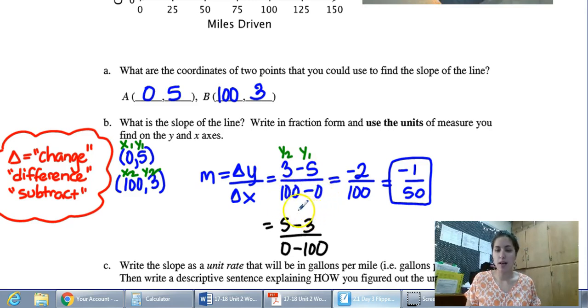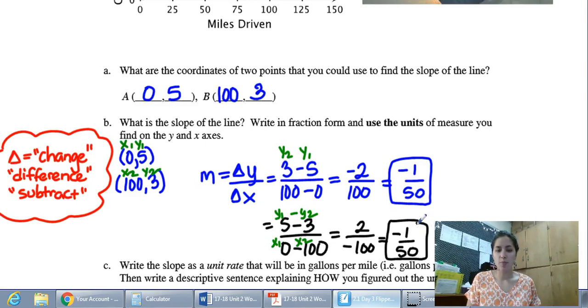But in class, we talked a lot about how there's 2 ways to calculate slope. You can start with y2, or down here shows starting with y1. Remember the rules are, if you start with y1 in the numerator, you have to start with x1 in the denominator. But notice we will get the same answer. 5 minus 3 is a positive 2, 0 minus 100, negative 100. This still equals negative 1 divided by 50.